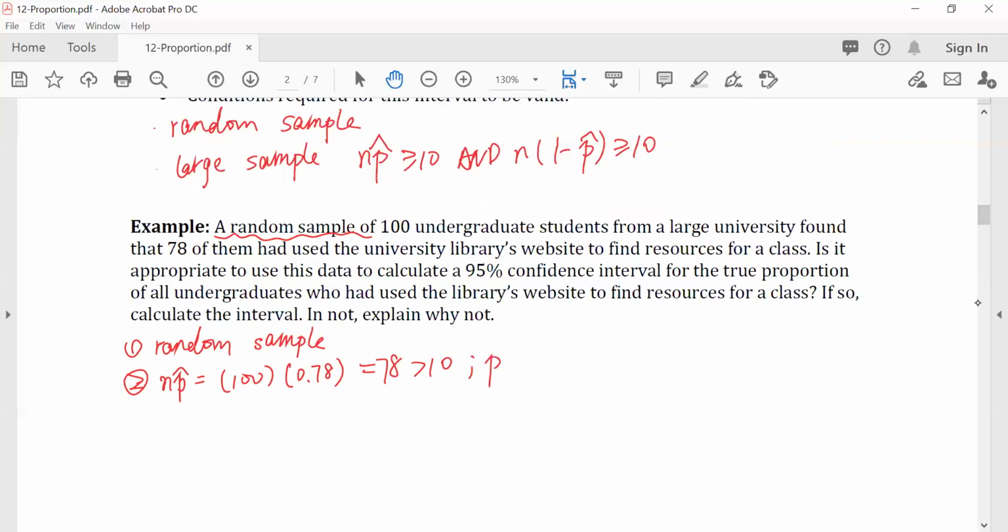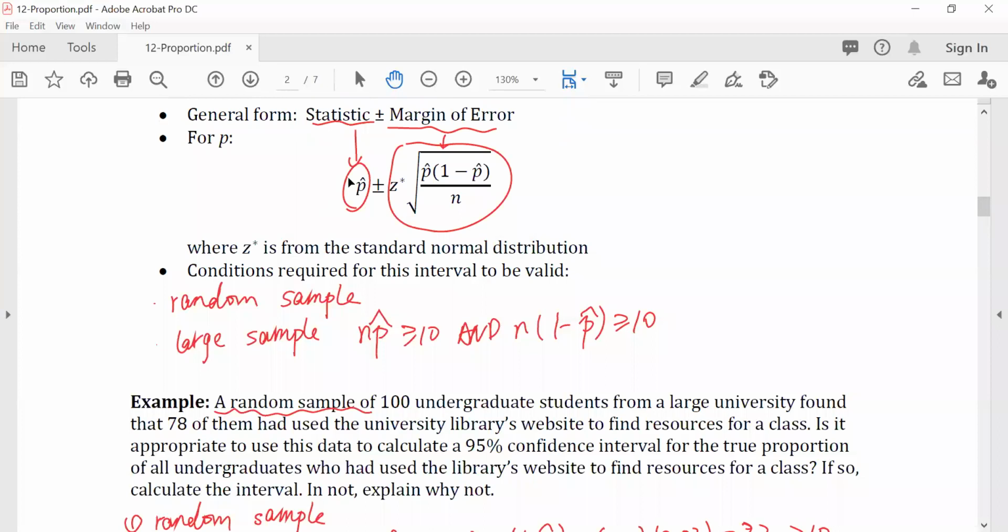And your n times 1 minus p hat is also bigger than 10. So our conditions are met. We could go ahead to calculate our confidence interval. Let's plug the numbers into this formula here.